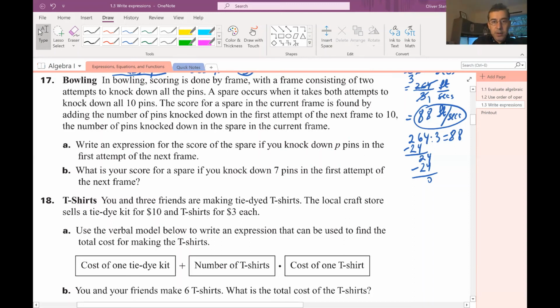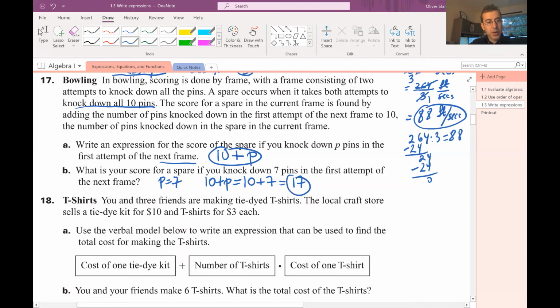So in the first frame, you knock down 10 pins, so 10, and then plus in the second frame, you knock down P pins, so the expression is 10 plus P. So that's the expression. Under B, what is your score for a spare if you knock down 7 pins in the first attempt of the next frame? So P becomes 7, and we substitute that in this expression, so we get 10 plus 7, or that is 17. So that's the answer for B.